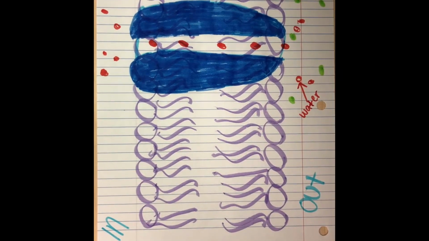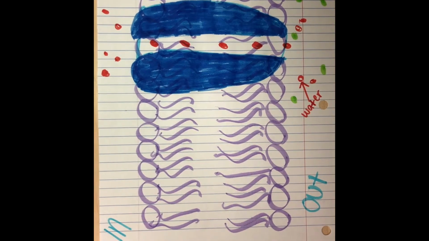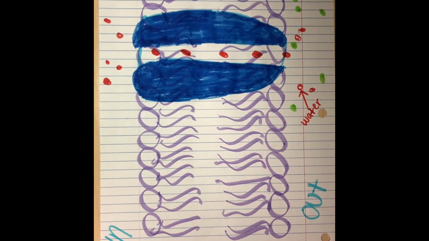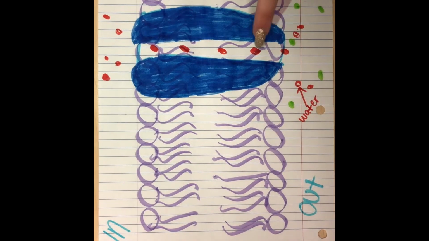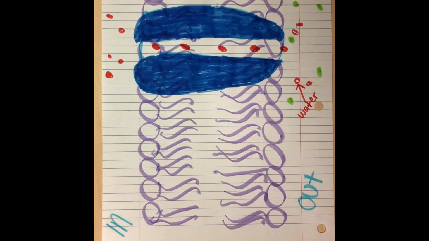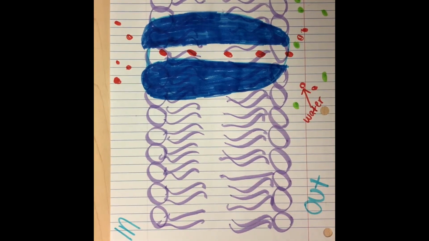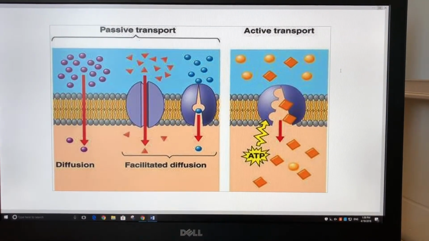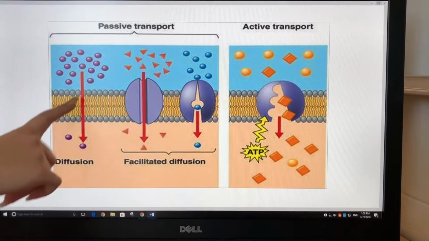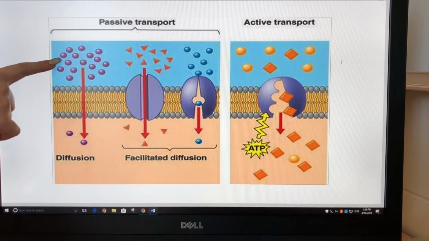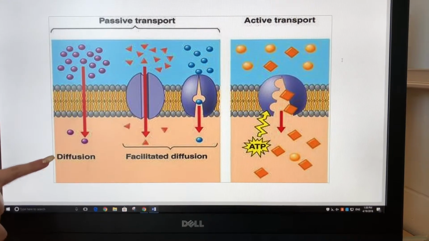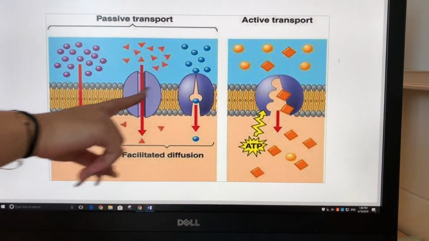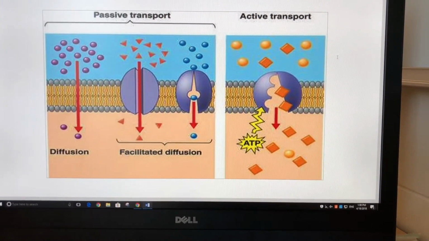Movement of materials across the plasma membrane. Selective permeability of the membrane lets some things through but not others. Water can freely move through, but proteins cannot freely move in. Passive processes don't require energy. Simple diffusion moves from a high concentration to a low concentration. Facilitated diffusion is when you have channels or carriers, and this requires no energy.